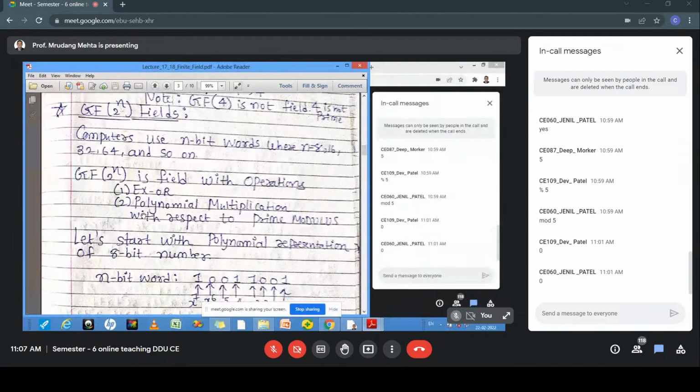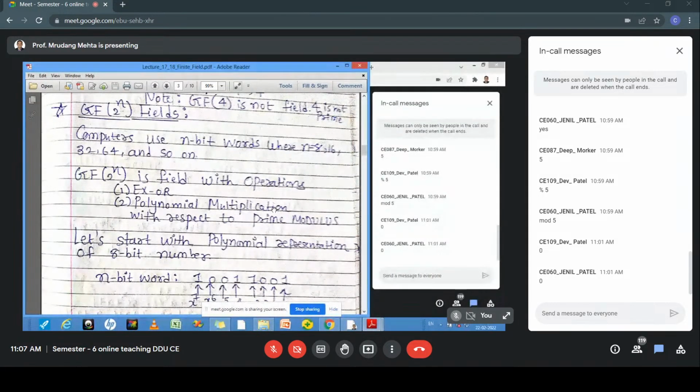Okay, so 2 raised to n is a field with operations XOR and polynomial multiplication with respect to a prime number. So the plus operator is XOR and multiplication is polynomial multiplication with respect to a prime modulus, right? So we define two operators for the 2 raised to n Galois field, where the first operator is plus, that is XOR, and the second operator is polynomial multiplication. We are not saying simple multiplication, we are saying polynomial multiplication with respect to a prime modulus.